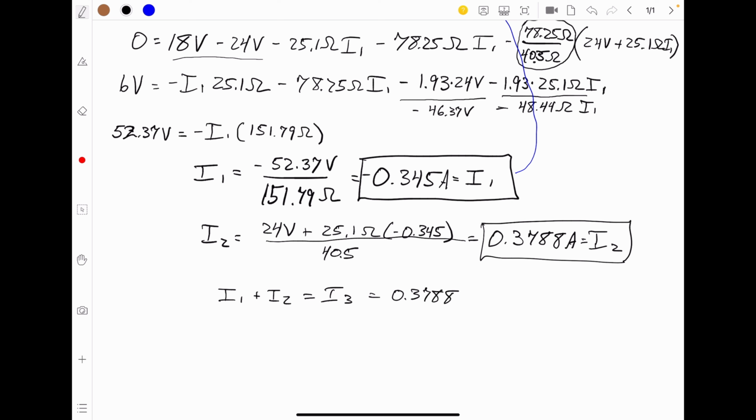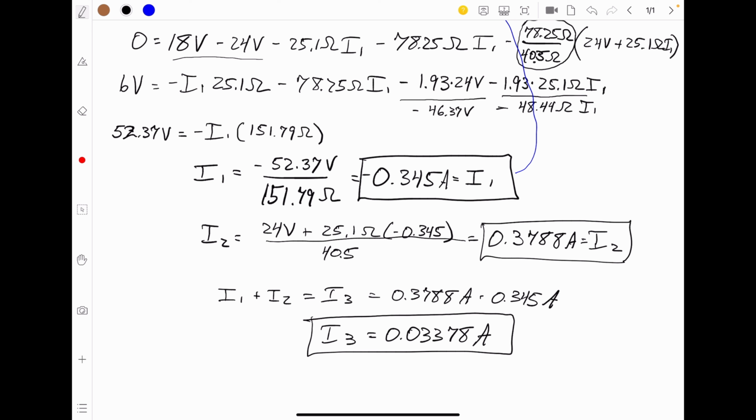So now we just have to say that I3 is equal to 0.3788 amps minus 0.345 amps. And that means that I3 is equal to, let's subtract off 0.345, and I3 is 0.03378 amps. And there are your answers.